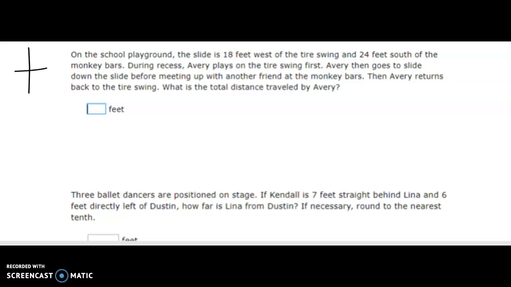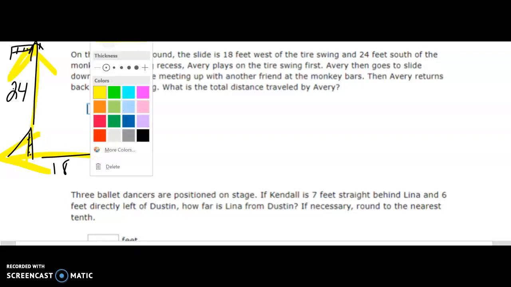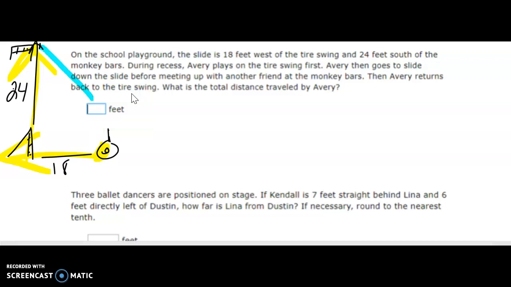On the school playground, the slide is 18 feet west of the tire swing. So here's north, south, east, west, right? So the slide is 18 feet west of the tire swing. There's the tire swing. And 24 feet south of the monkey bars. Okay. During recess, Avery plays on the tire swing. She starts here. Then she goes to the slide. Then she goes to meet some people in the monkey bars. Then she returns to the tire swing. What is the total distance Avery traveled?